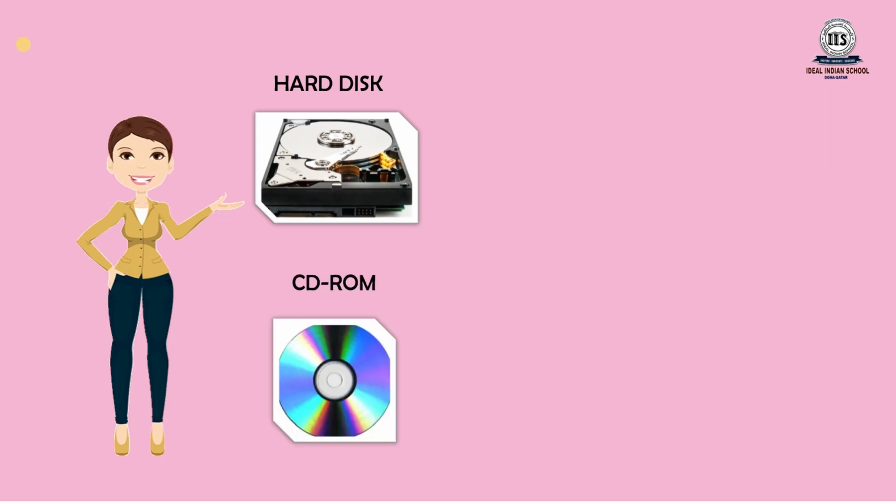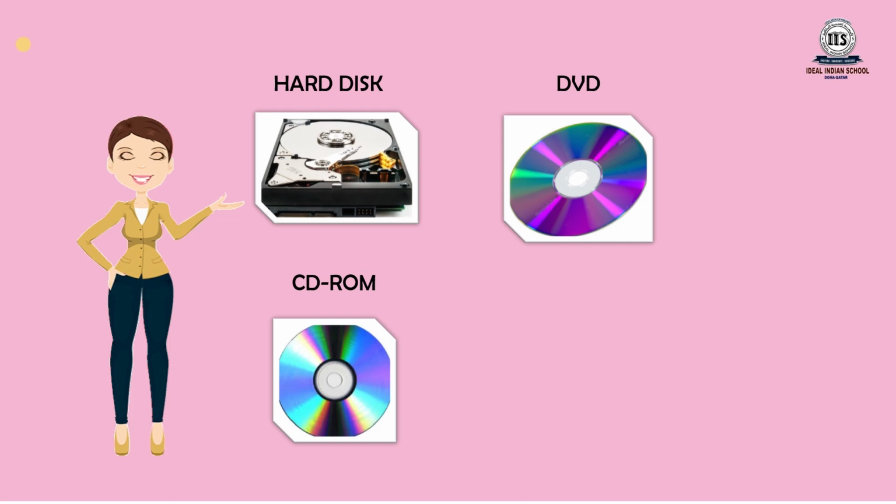Next is a CD-ROM, which stands for compact disk read-only memory. It is also used to store data. It is circular in shape. Next is a DVD. DVD stands for digital video disc. I repeat, digital video disc. It is similar to a CD in shape but has a larger storage capacity.